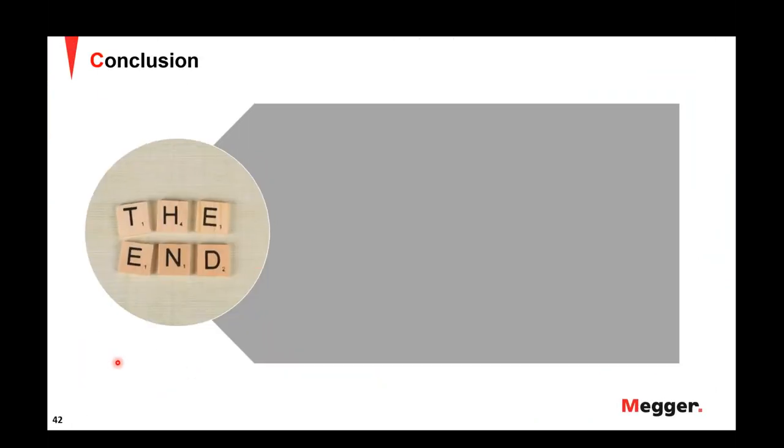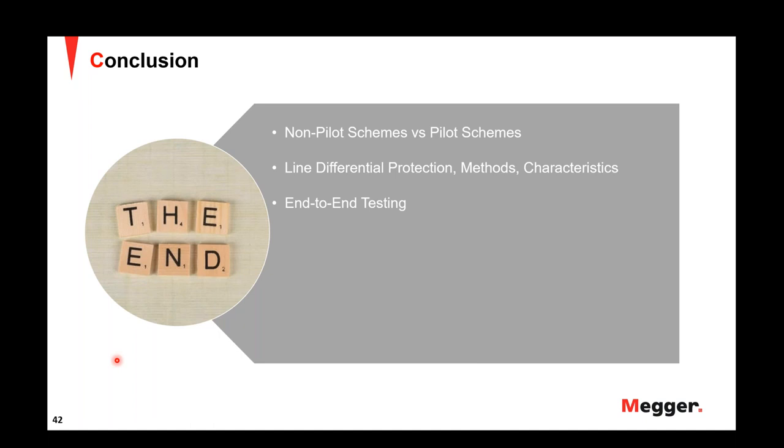Okay, so here's the conclusion part of the presentation. We discussed the scheme classification, pilot schemes and non-pilot, and how they're classified. We discussed the fundamentals of line differential protection. What are the different methods employed by designers and relay manufacturers to detect a differential condition on a line, and the different types of characteristics that are designed? We discussed end-to-end testing: when do we do end-to-end testing, and what are the important factors that need to be considered?